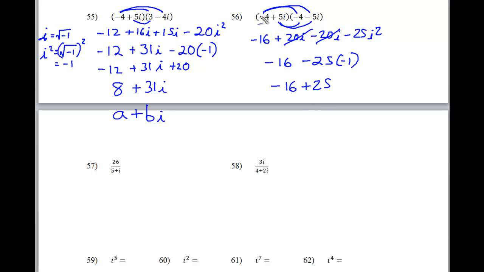oh wait, shoot, I'm sorry, negative 4 times negative 4 is positive 16. I'm going to have to fix that. And then the positive 16 and 25 makes 41. So sorry, negative times negative is positive.